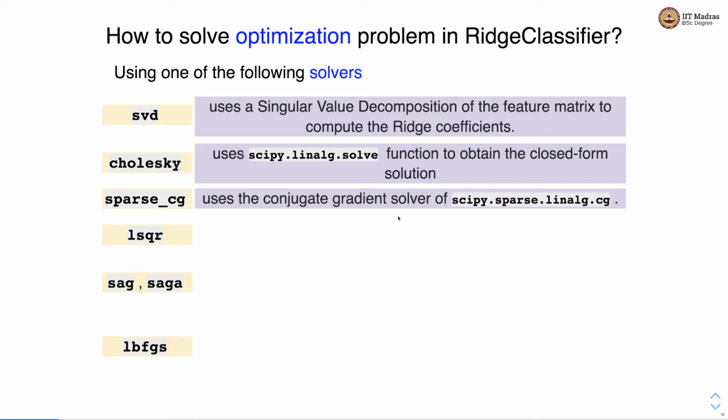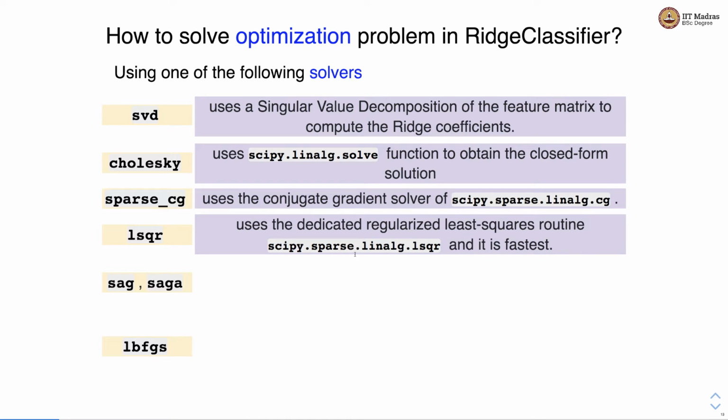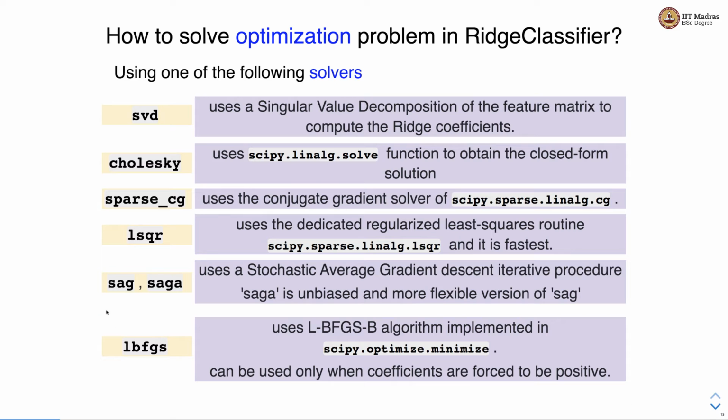Sparse CG uses the conjugate gradient solver of scipy.sparse.linalg.cg. LSQR uses a dedicated regularized least squares routine, and LSQR is the fastest solver. SAG and SAGA use a stochastic average gradient descent iterative procedure. SAGA is an unbiased and more flexible version of SAG. LBFGS uses the LBFGS implementation from SciPy. It can be used only when coefficients are forced to be positive.